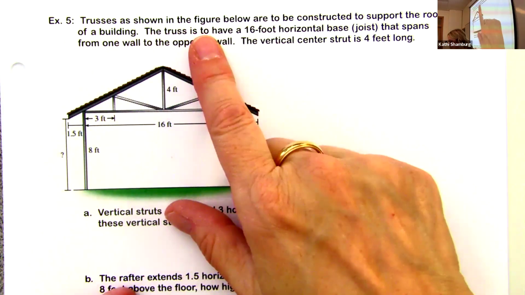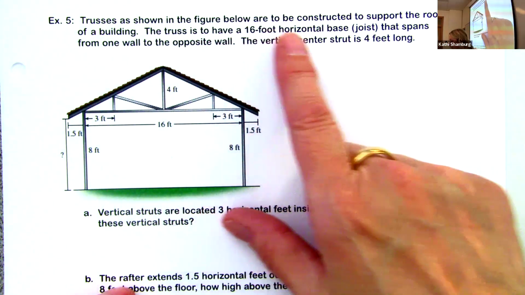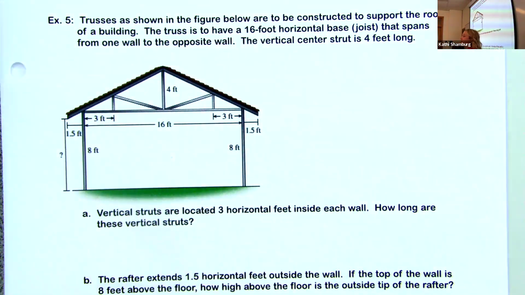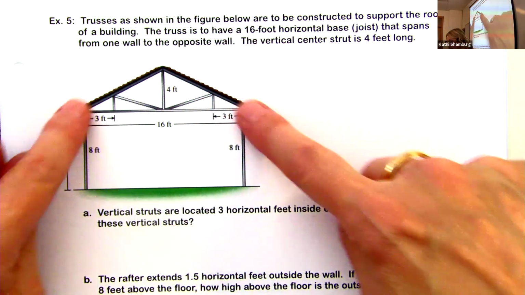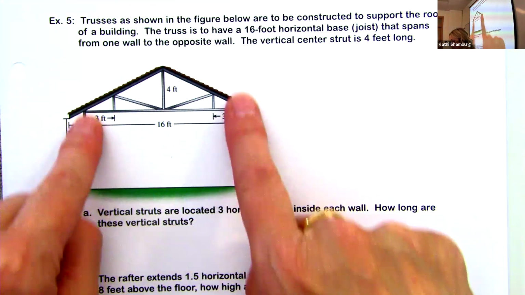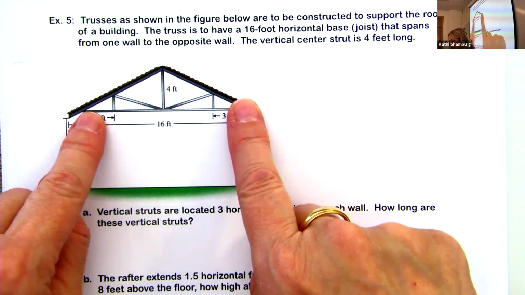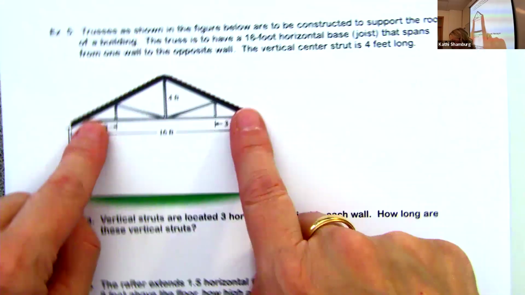So trusses shown in the figure below are to be constructed to support the roof of the building. Okay, we didn't know what a truss was. It talks about supporting the roof. So what is supporting this would be these two right here. Yes, that's correct. These are your trusses.